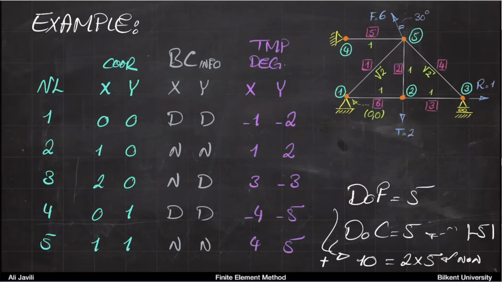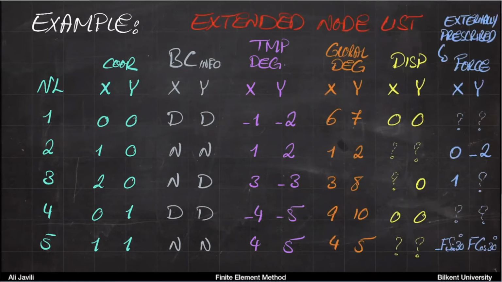After having the node list, we want to go towards computing the extended node list. And for that, we use the boundary condition information. For each node, we put the boundary condition, and then we assign these temporary degrees, -1 and +1, as we have spoken before, and then from that we come to these global degrees, and this is the way the system is. So this is our extended node list, and as you remember, it has 12 columns, so 6 times 2 in this case. If it is a 3-dimensional problem, it has 18 columns. If it is a 1-dimensional problem, it has 6 columns.